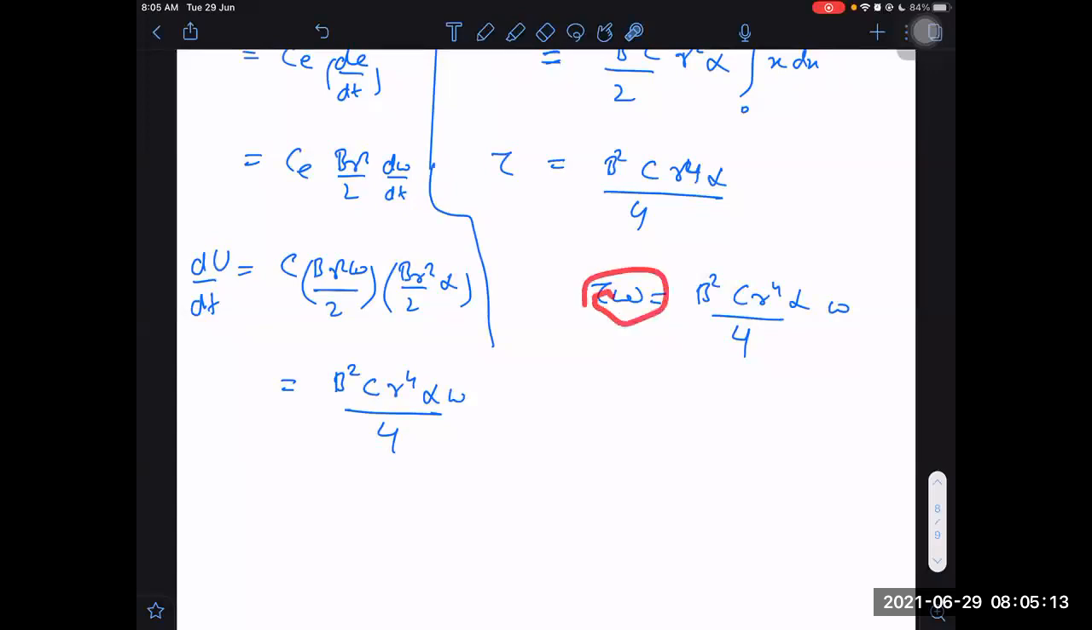Power supplied by the magnetic torque is equal to the rate of change of energy stored. It is becoming this in this case. So the question was, will it always be equal to I square R? Obviously, it is not always equal to I square R. In this case, it is different.